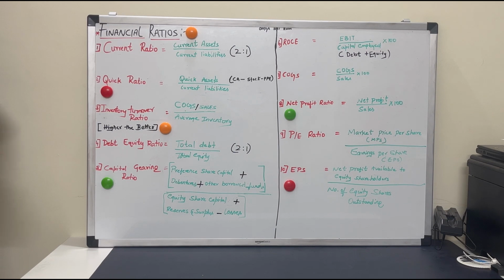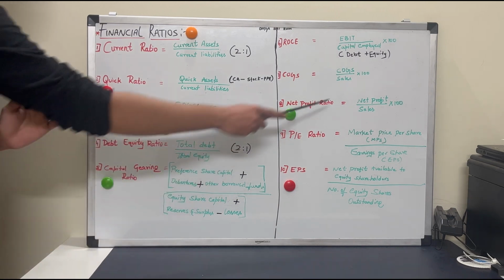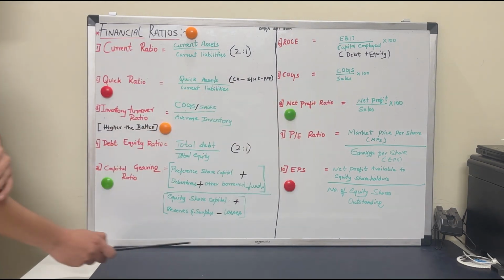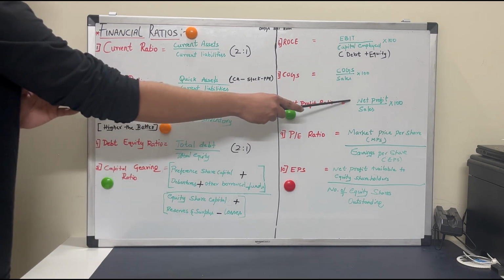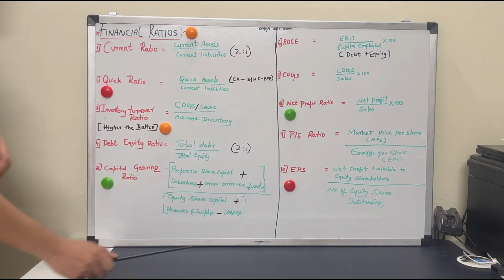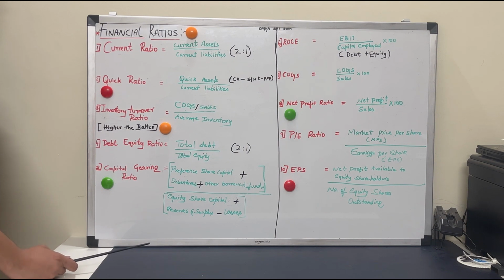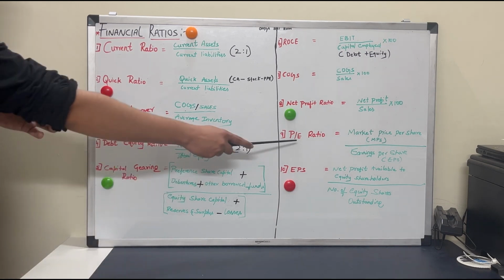And the next ratio is the net profit ratio. This is also one of the major parameters used by shareholders to take decisions before investing in any stocks. The formula is net profit divided by sales into 100. Now how will we arrive at net profit? Net profit is also called EBIT, divided by sales into 100. Now net profit we can arrive at after deducting all the direct and indirect expenses, and the net profit ratio is also higher the better. Next one, let's look at the PE ratio.